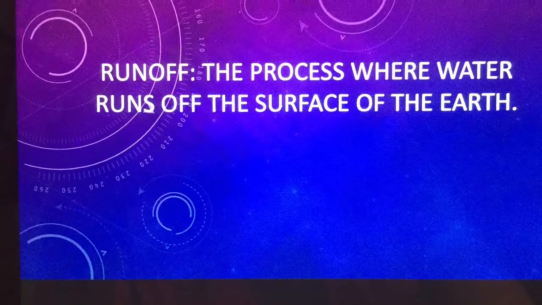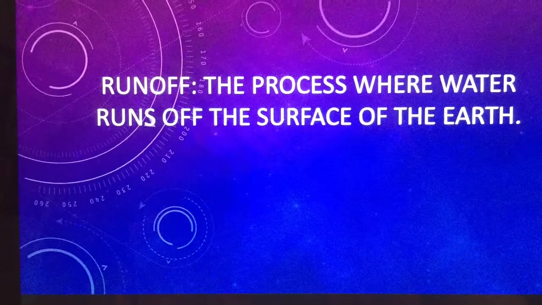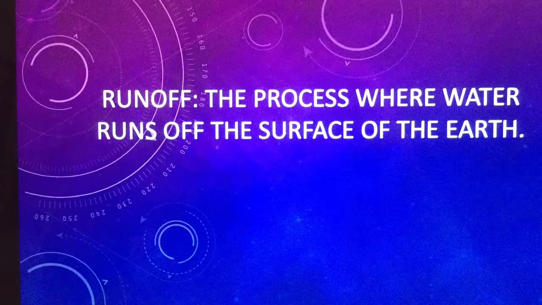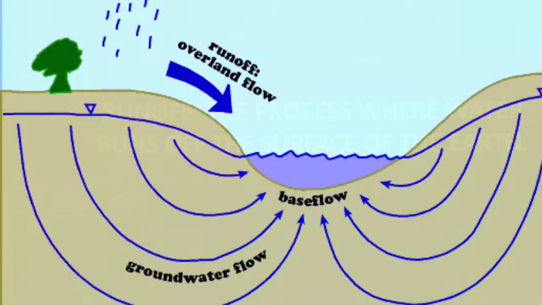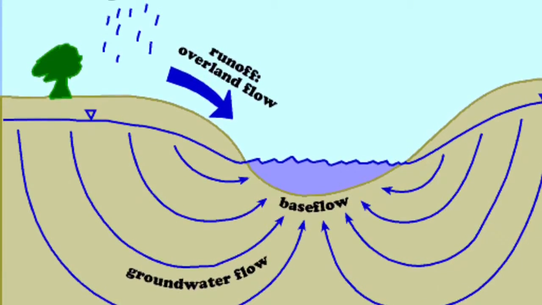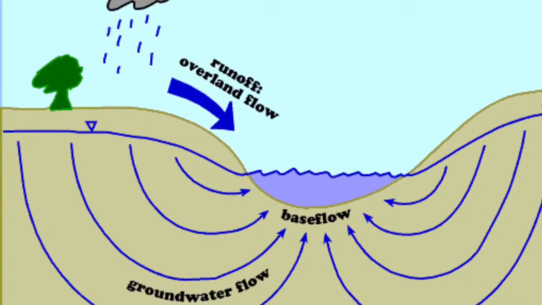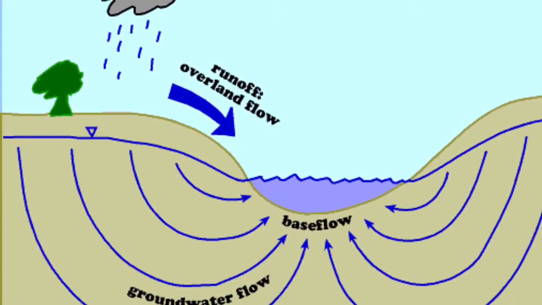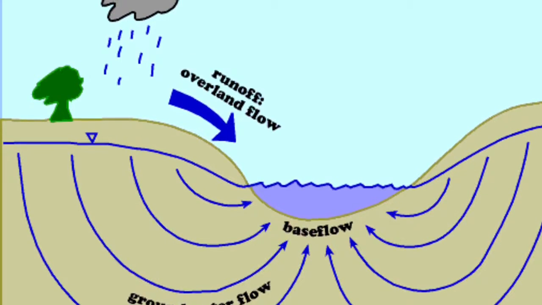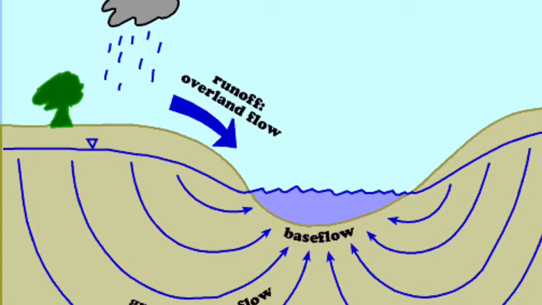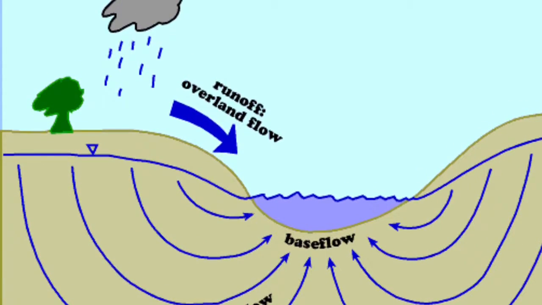The sixth step is runoff, and runoff is the process where water runs over the surface of the earth. As water runs over the ground, it displaces the topsoil with it and moves the minerals along with the stream. This runoff combines to form channels and then rivers and ends up in the lakes, seas, and oceans.